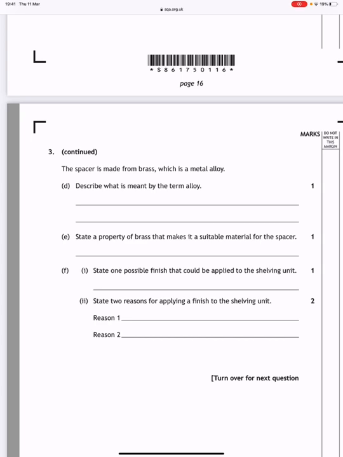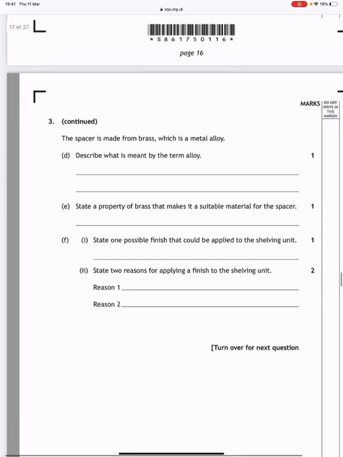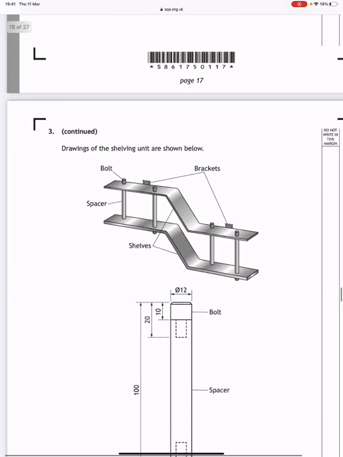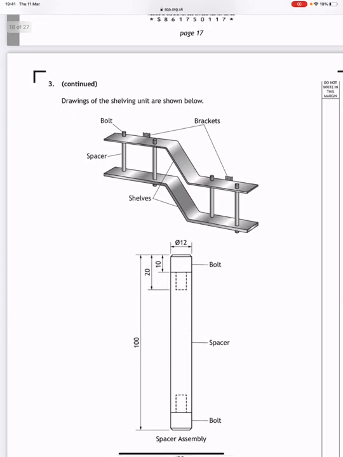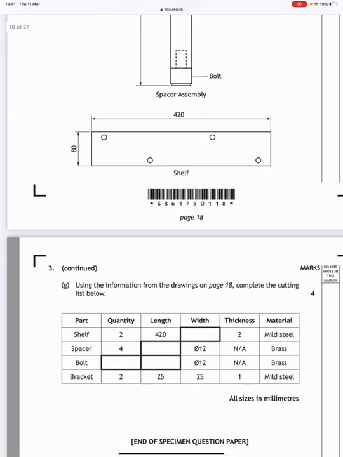State one possible finish that could be applied to the shelving unit. Well, you could spray paint it, you could paint it, you could lacquer it, you could plastic dip coat it, you could blue it. You can blue steel. State two reasons for applying a finish to the shelving unit. Well, it makes it look good and it protects it, stops it from rusting. Drawings of the shelving unit are shown below. Using the information from the drawings on page 18, complete the cutting list.